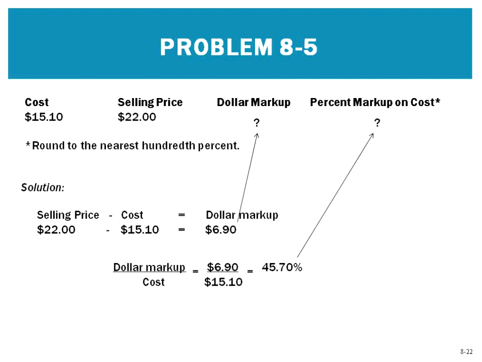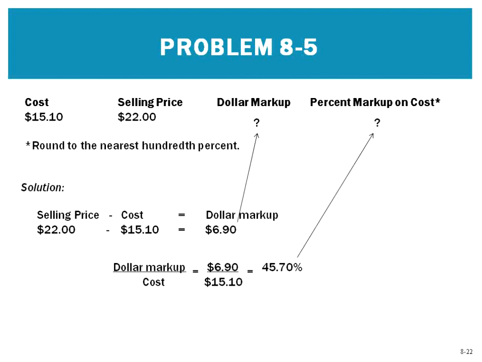Okay, one more. Let's say our cost is $15.10. Our selling price is $22. Okay, what is our dollar markup? Easy. Selling price minus cost, which is equal to $6.90. Okay, now what's our percent markup on cost? Now, markup on cost. So what's our base? Our cost. What is our rate? What is our portion? $6.90. And now we're trying to calculate rate.